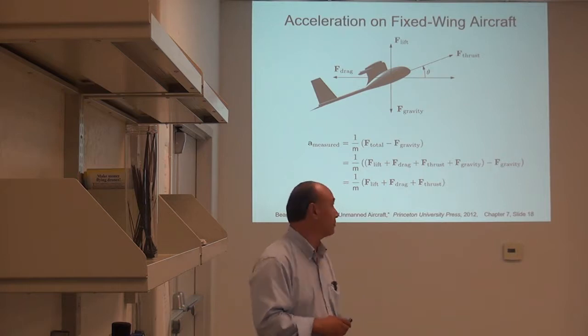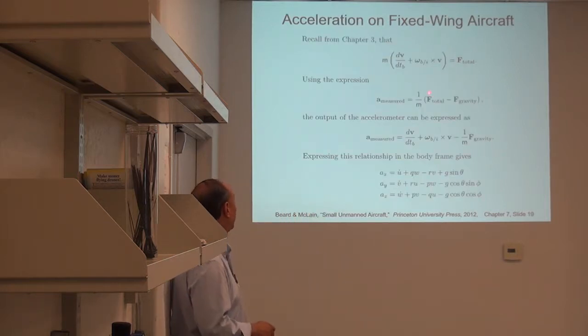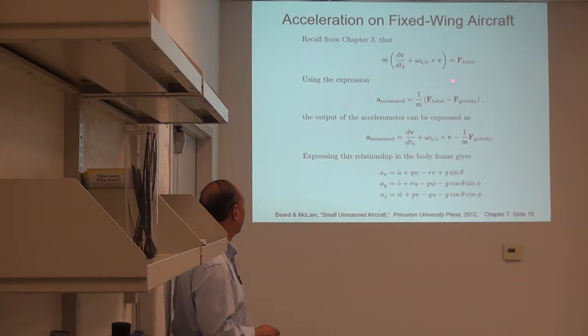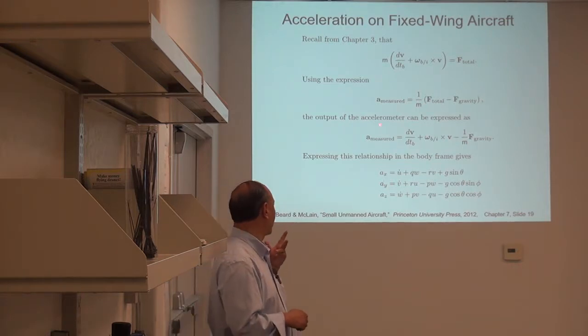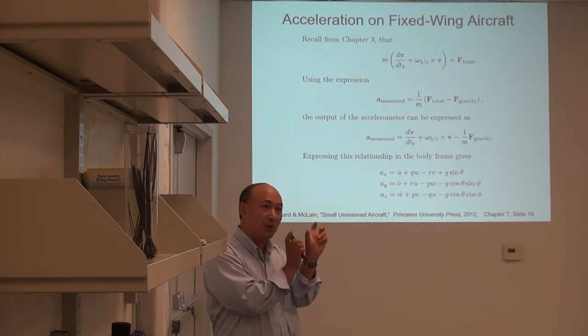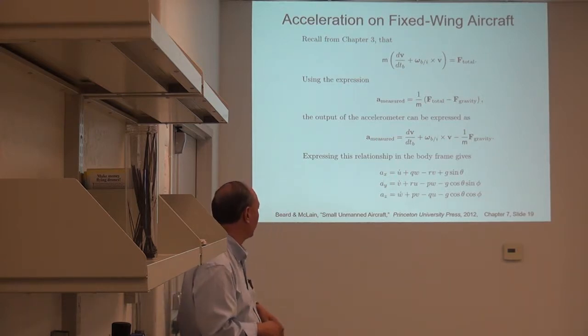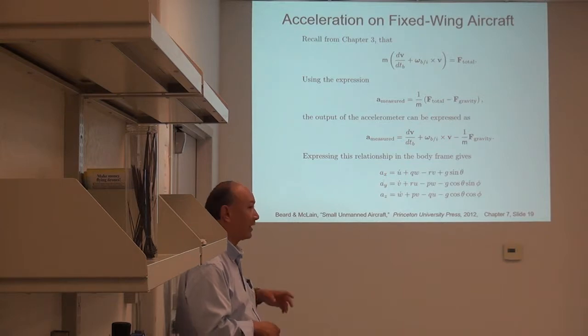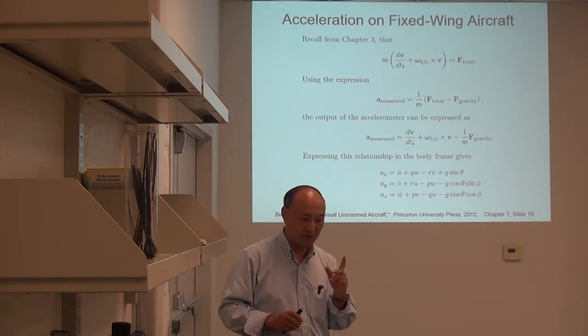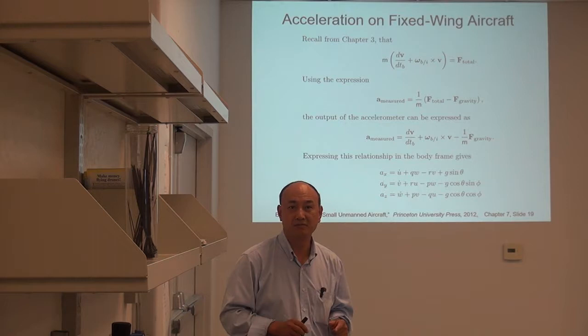Then you have the rigid body dynamics, so this is F total minus gravity, and all of these are vectors. So this is A measured. We need to project all of this measured acceleration onto the body frame. So this AX, AY, AZ is referred to as being in the body frame.